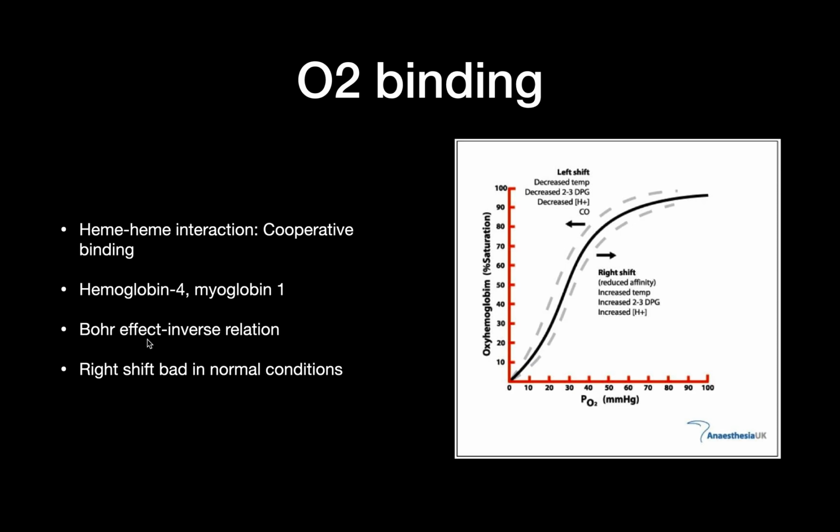The Bohr effect is an inverse relation, so if a saturated hemoglobin goes to a place that has very low oxygen and very high amounts of carbon dioxide, they are able to switch out an oxygen for a carbon dioxide. So in a normal condition, a right shift is bad on the oxygen saturation chart, because a right shift is a reduced affinity. It means that it takes more effort to bind oxygen to the hemoglobin or the myoglobin.